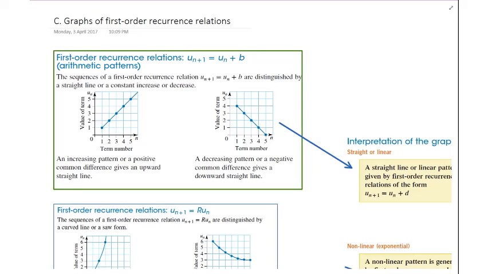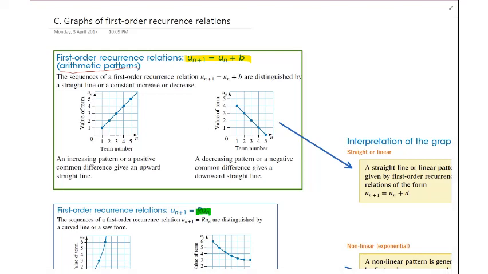Okay, so what we're going to look at now is the graphs of first order recurrence relationships. So we've talked about the common difference type, which is what we see here. And we've also talked about the one where it's got a common ratio type we've got there. Okay, so the ones where it's a common difference is what we call arithmetic patterns. I'm sure somebody's going to laugh at that because I can't say it properly.